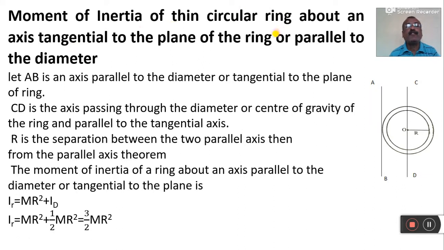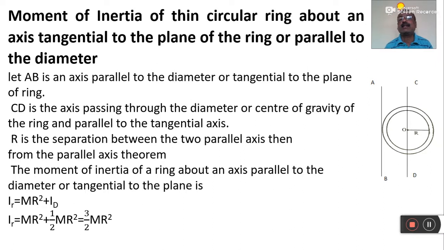Moment of inertia of a thin circular ring about an axis tangential to the plane of the ring or parallel to the diameter. They may ask you a question like this in your examination: derive the expression for the moment of inertia of a thin circular ring about an axis tangential to the plane of the ring or parallel to the diameter.